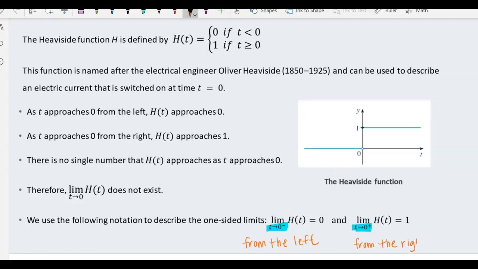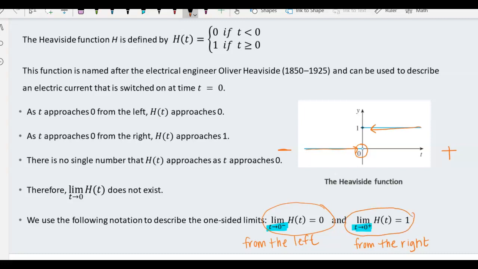When I'm saying positive and negative, I'm meaning positive and negative on the number line, like this. Looking at this function, if I approach 0 from the left-hand side, the function output value is 0. That's what I'm getting here. But as I approach from the right-hand side, the function output is 1.